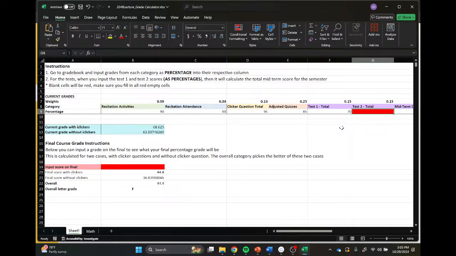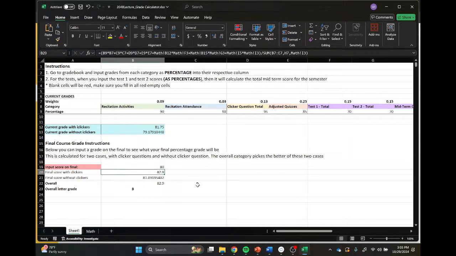So you have to guesstimate your test 2. Let's say on test 2, you do the exact same. You get a 70. Again, it's not accounting for everything. Then the last thing is you've got to put the score on your final. You've got to guesstimate that. Let's say you do a bit better somehow, some way. You get an 80. Ta-da! There's your score in the course.